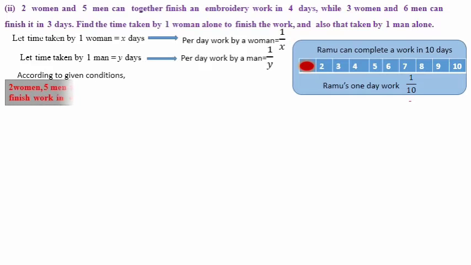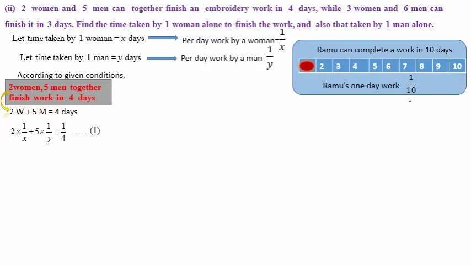According to the conditions, 2 women and 5 men together finish the work in 4 days. In algebraic format we write 2w plus 5m is equal to 4 days, where w stands for women and m stands for men. So we change it into 1 day work format: 2 into women's 1 day work, 1 by x, plus 5 into men's 1 day work, 1 by y, is equal to 1 part out of these 4 days, that is 1 divided by 4.